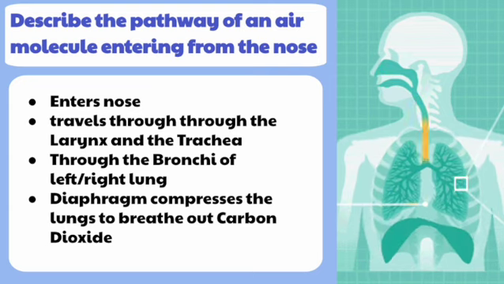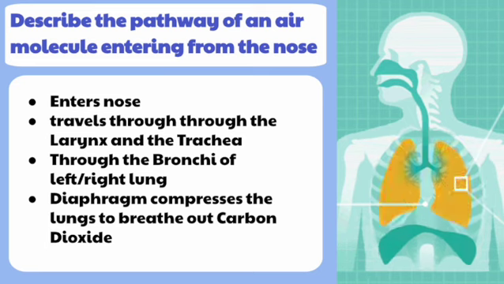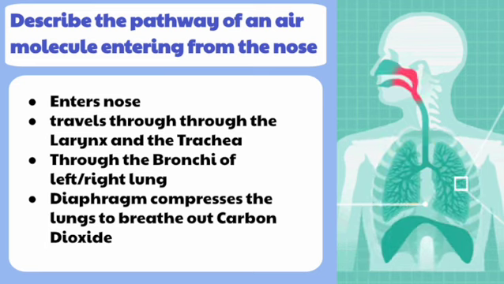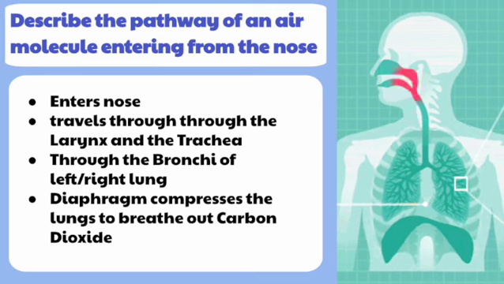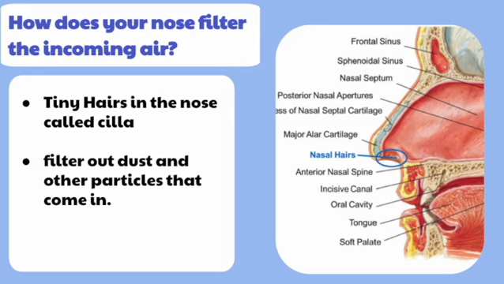So when the air molecule enters the nose, it travels through the larynx and then the trachea, and then it goes down through the bronchi of either the right or the left lung. And the diaphragm, after the oxygen is taken in and put in the bloodstream, compresses the lungs to breathe out carbon dioxide. And for the second question, how does your nose filter the incoming air? Inside your nose, there are tiny hairs called cilia, and the cilia filter out dust and other particles that come in to protect it.